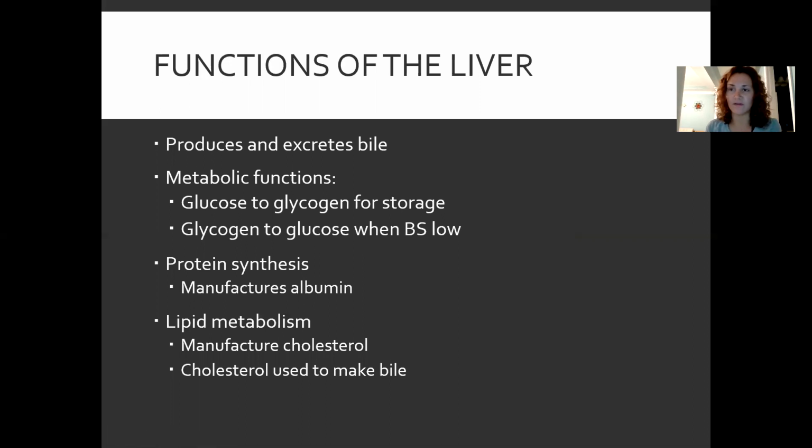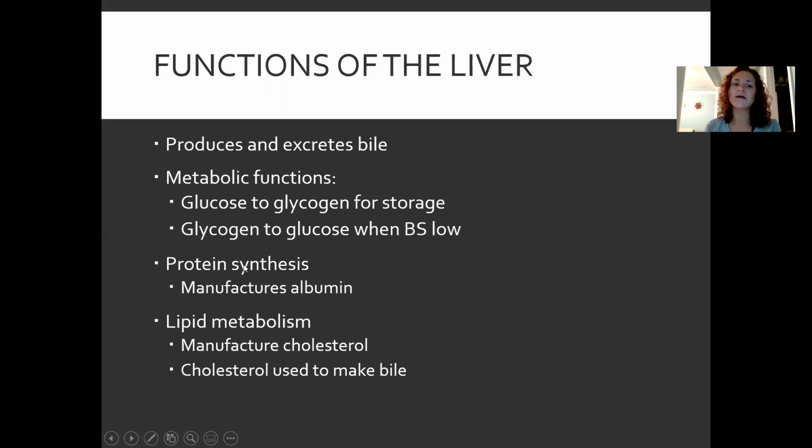The functions of the liver, there are numerous functions. First of all, it produces and excretes bile. That bile is then stored within the gallbladder. The metabolic functions that it plays a role in are glucose to glycogen for storage. So we talked about that in the diabetic section. Stored glucose is glycogen. When the blood glucose level is low, glucose can be made from glycogen, or it can be stored when glucose is high. So glucose to glycogen for storage, and then glycogen can become glucose when the blood sugar is low.